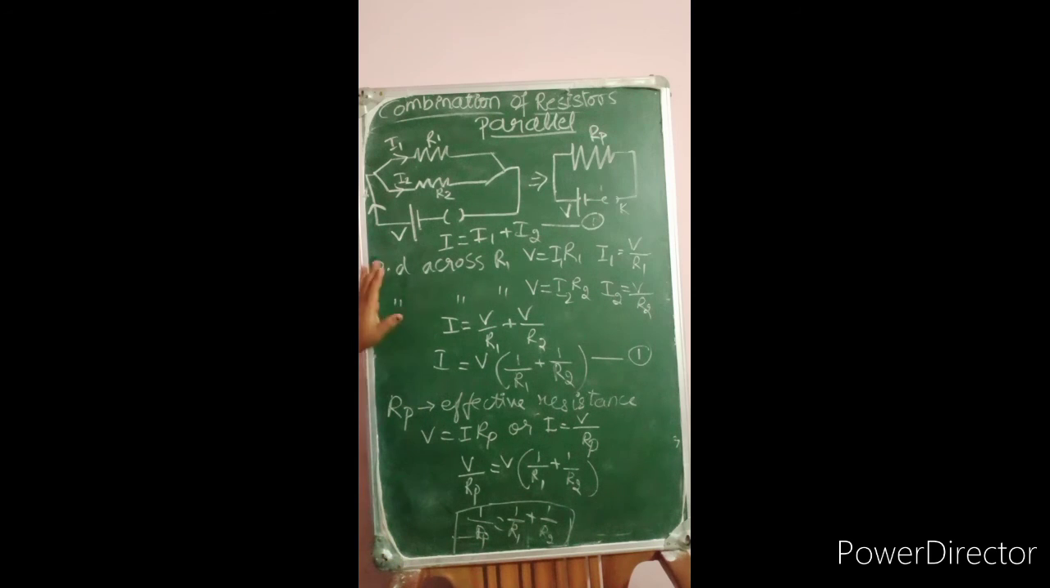And the potential difference value is the same across each resistor, and the main current is equal to the sum of the currents through the individual resistors. And the current through any resistor is inversely proportional to the resistance of the resistor. This is about the parallel combination of resistors. Here also you have to draw the diagram and then go for the derivation up to here.